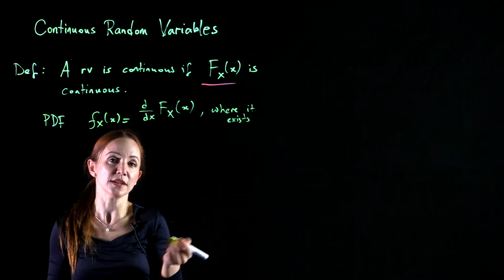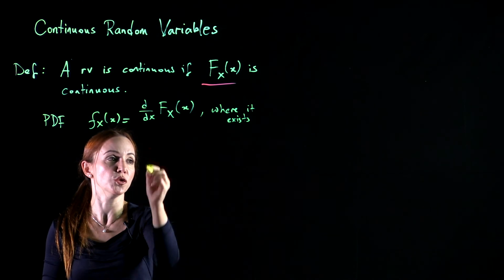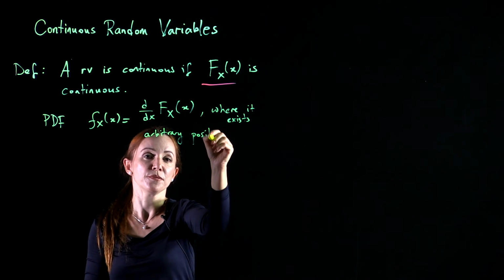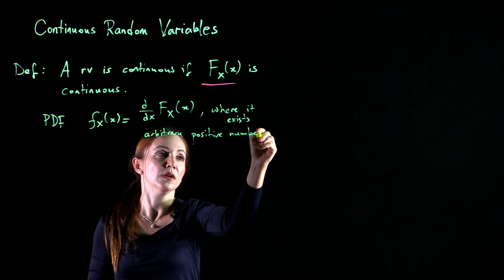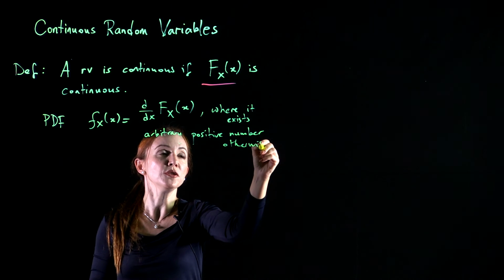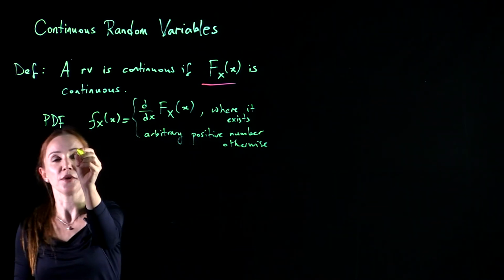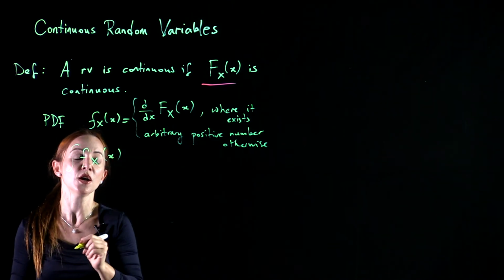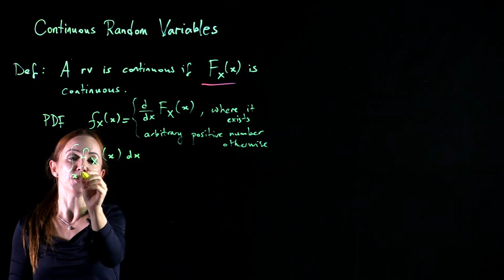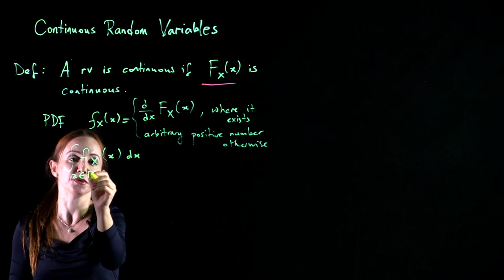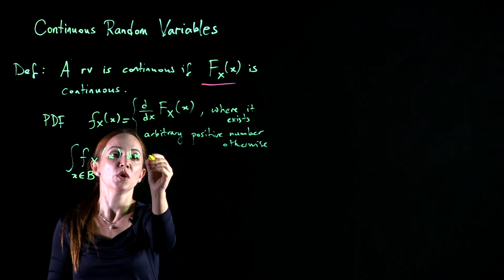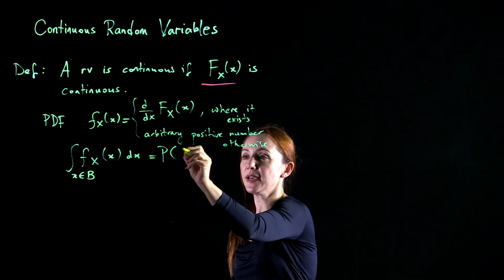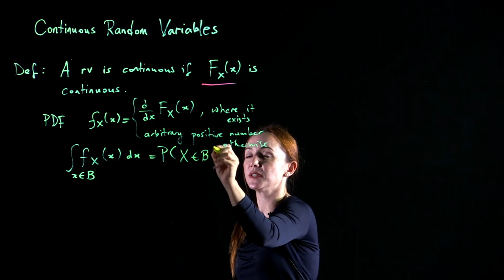And we can set the PDF, the probability density function, to an arbitrary positive number otherwise. The point of the PDF is that when we integrate it, it gives us a probability. So when we integrate the PDF over a region B of the real numbers, you find the probability that the random variable x takes values in this region B.